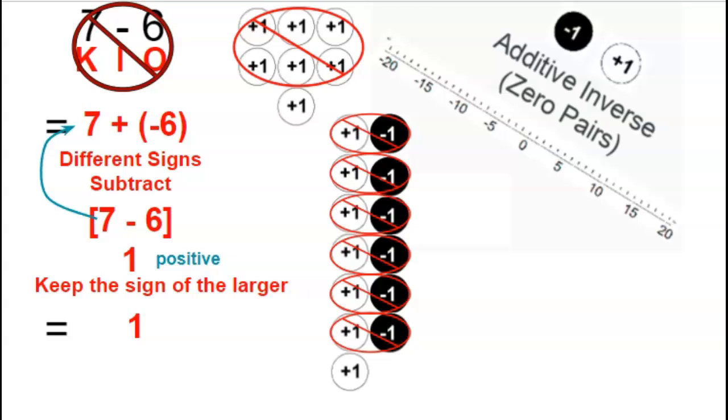So even though we did addition with our 0 pairs, we were actually subtracting because we took away those 0 pairs to leave us with positive 1.